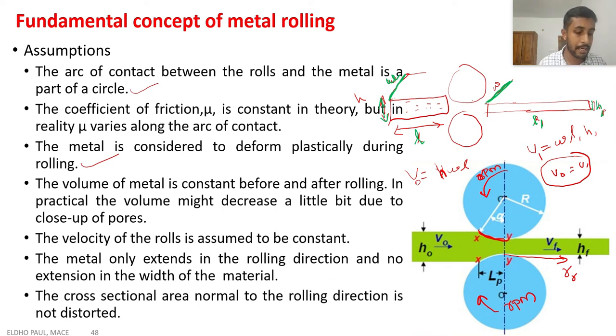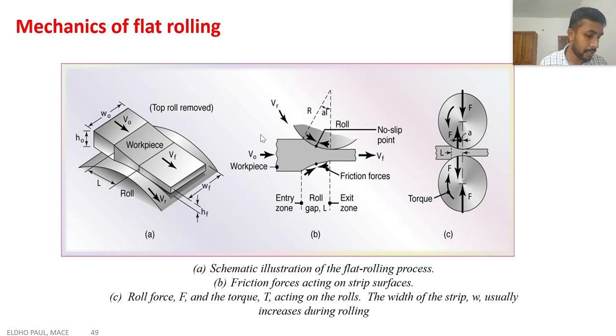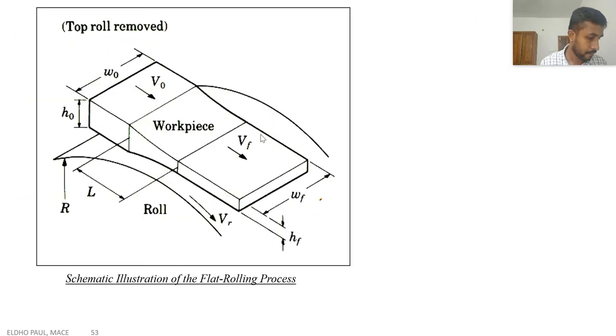What is the reason for that? What is the reason for no change in the width direction? The length of contact is highest in the width direction, so friction will resist the deformation in the width direction. We can see in this figure the width of this workpiece after rolling, WF. So W0 equals WF. There is no change in the width.